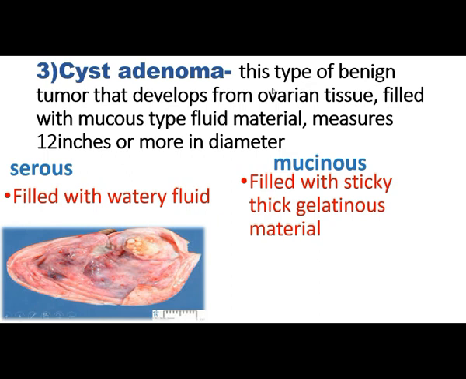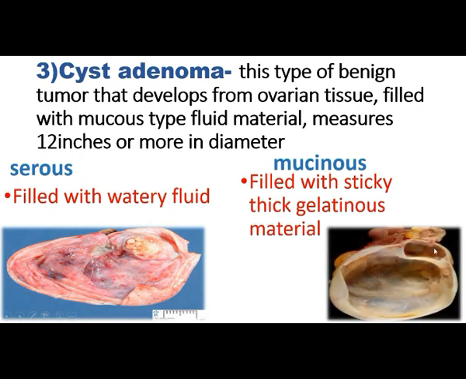Next, mucinous type. Mucinous type is filled with a sticky, thick, gelatinous material. There is a sticky gel type material. So you can see the picture. This is the mucinous type. So cyst adenoma appears in two types, that is serous type and mucinous type.